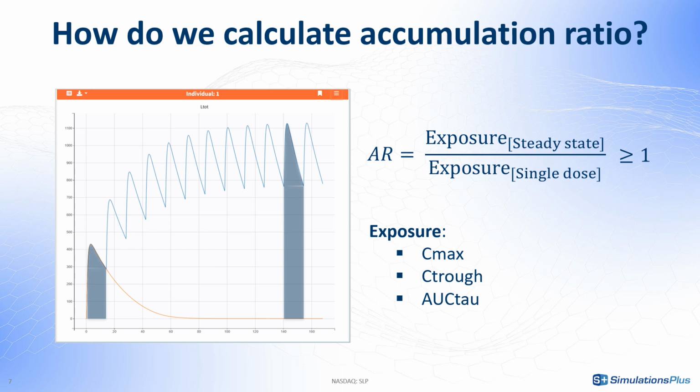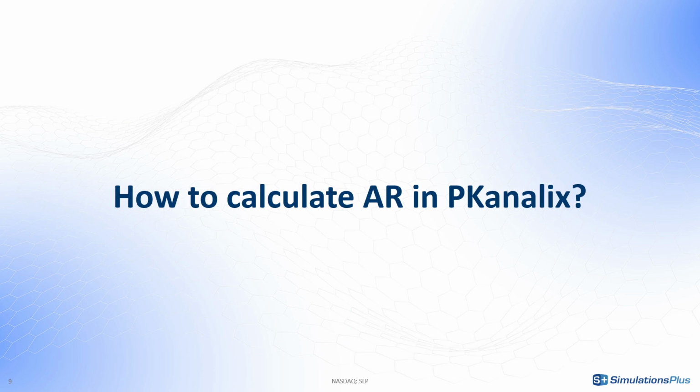Exposure metrics in this formula can be Cmax, Ctrough, or AUC tau, which is partial AUC in each interval. But in practice, mostly AUC tau is used because it uses all observation points in a given interval, so measurement errors average out and the results are more robust. So now let's see how to calculate accumulation ratio in PKanalix.